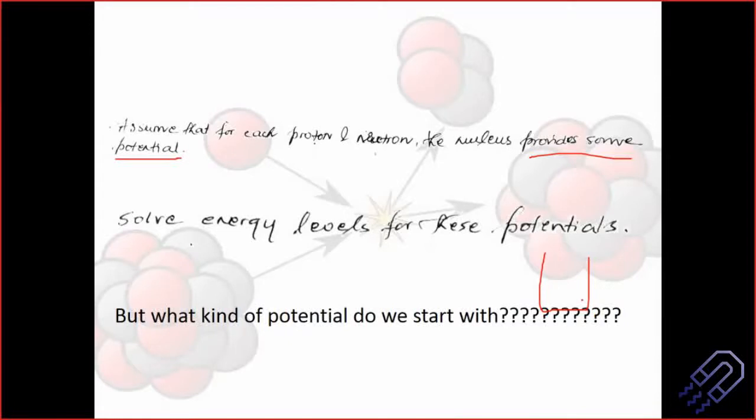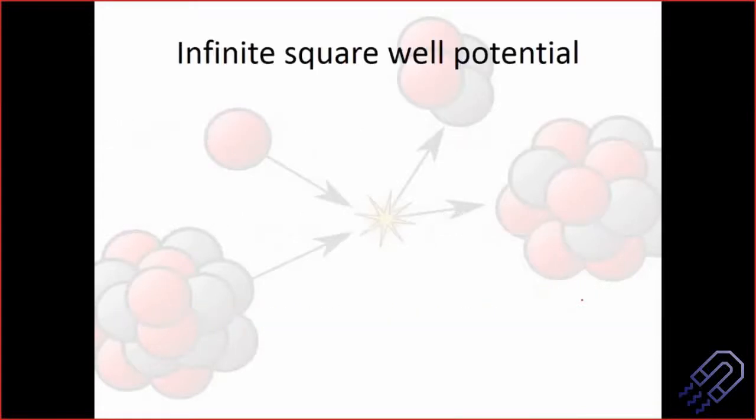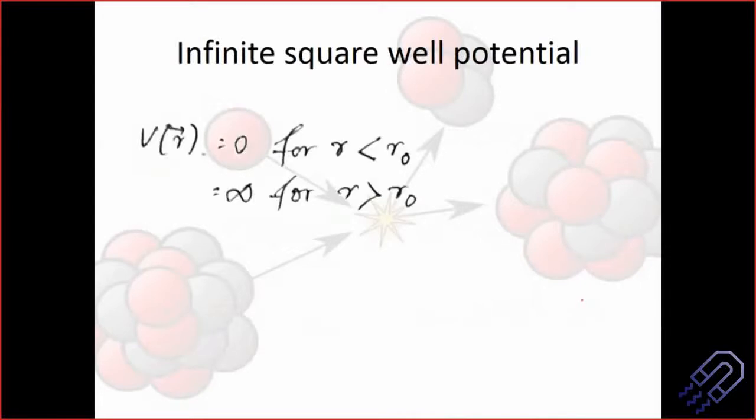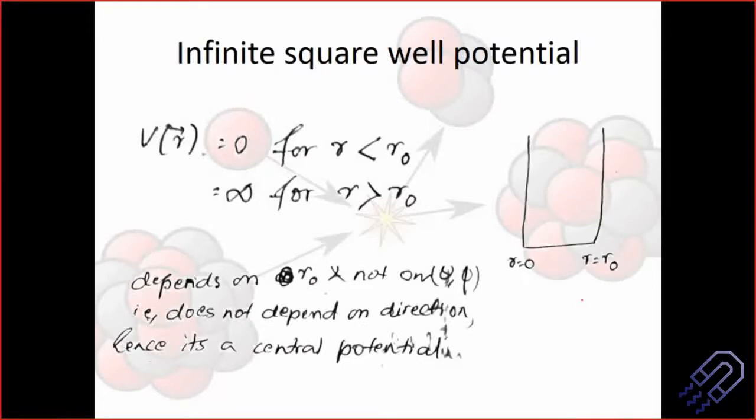From quantum mechanics, the very first potential that we know is nothing but the infinite square well potential. This is the potential function that we already know, so I'll put everything here. You basically have the neutron trapped within this, and it is an infinite square well potential.